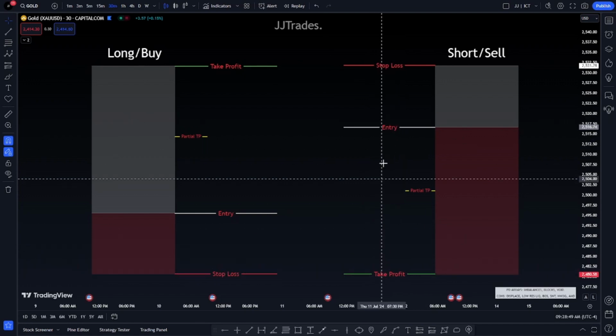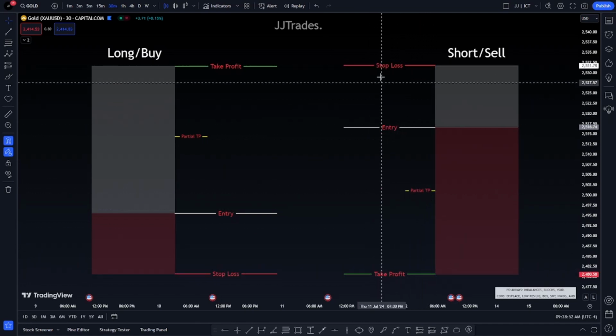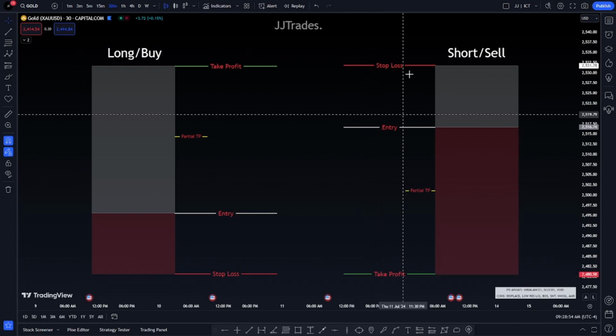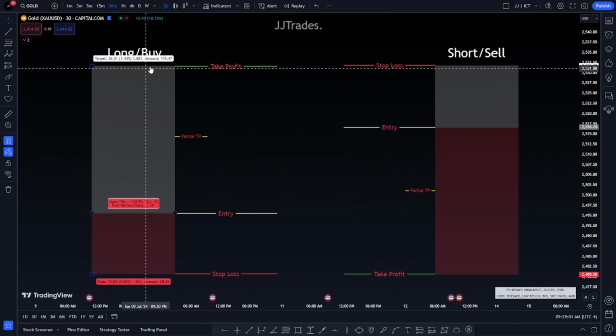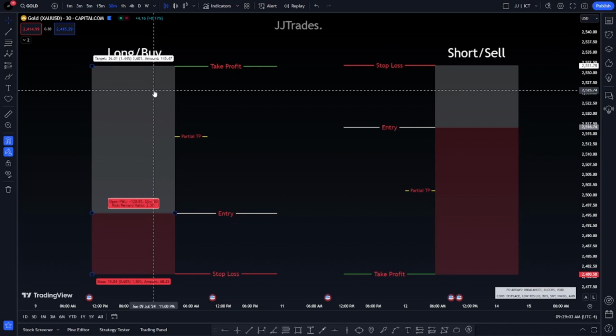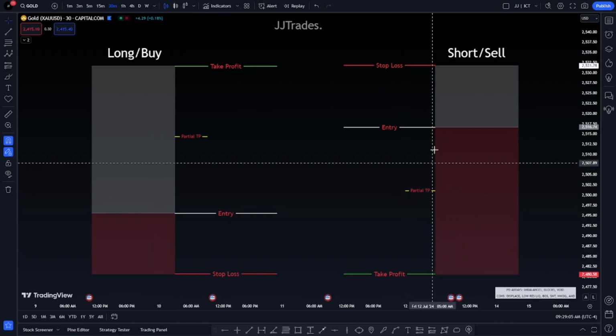As you see here, these are orders within a single position. So you have take profit, partial take profit, entry, stop loss, and the same thing for a long, but it's just flipped around. So first, let's talk about sell, right?